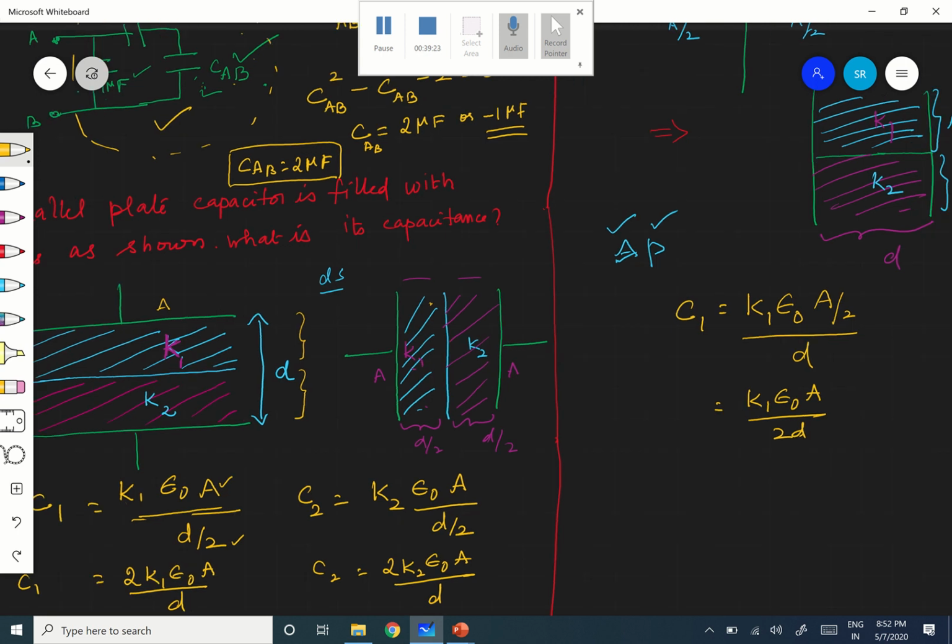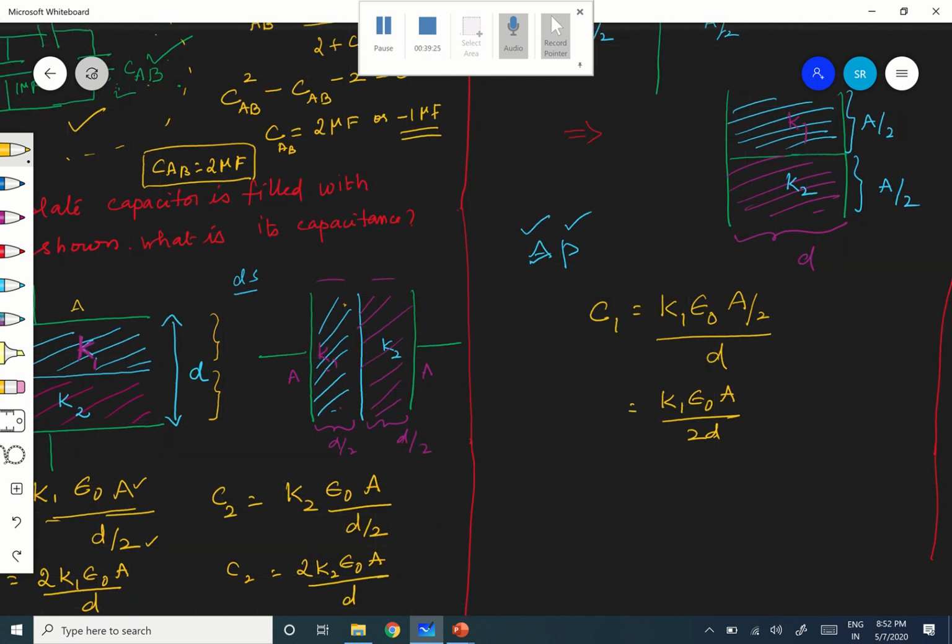Okay, and what is your C2? Therefore, C2 is equal to C1. Similarly, C2 is equal to K2 epsilon naught A by 2D. Okay, therefore what is your Cp? Both are connected in parallel, no?